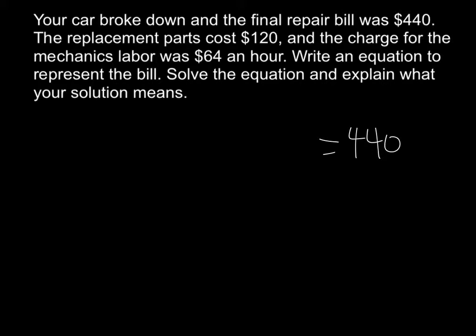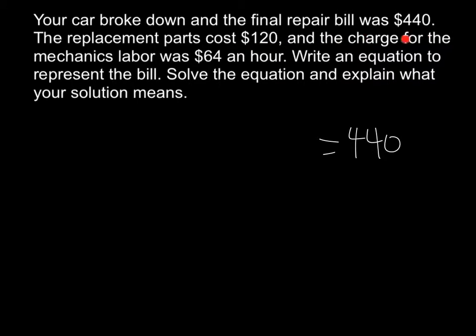Now I'm going to go ahead and try and find the variable. So let's read through the rest of our statement again. It says the replacement parts cost $120. The charge for a mechanic's labor was $64 an hour. Now, again, remember that our variable is always going to be connected to the thing that we do not know. So looking at our two numbers that we read, it says the replacement parts cost $120. Is there anything we don't know about that?